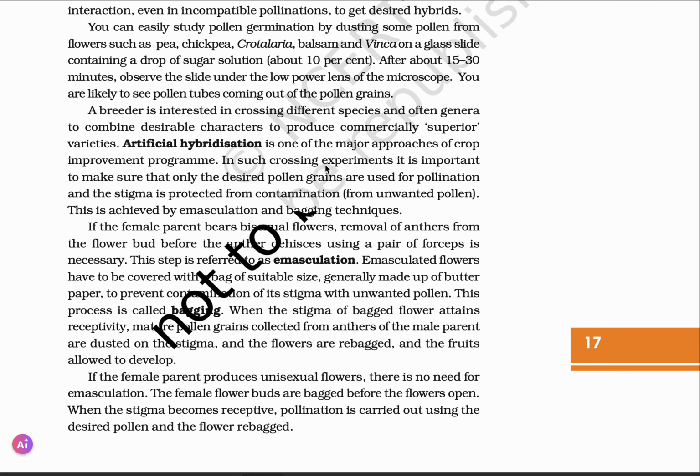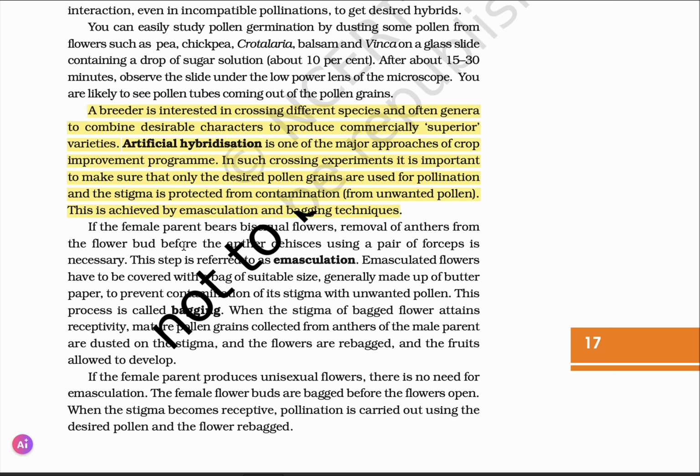A breeder is actually interested in crossing different species and often genera to combine desirable characters to produce commercially superior varieties called hybrids. Artificial hybridization is one of the major approaches of crop improvement programs. In such crossing experiments, it is important to make sure that only the desired pollen grains are used for pollination and the stigma is protected from contamination. So this is done by bagging and emasculation.